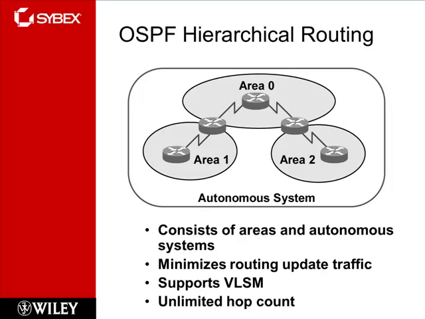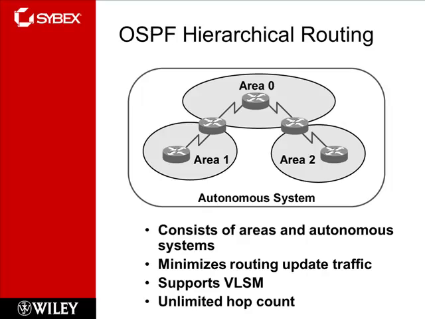Whereas in EIGRP you can summarize any place you want, on any interface, in OSPF summaries happen on the area border routers, the routers that go between different areas. To make this more efficient in these areas, you want to use a hierarchical approach to the networks that are in there.